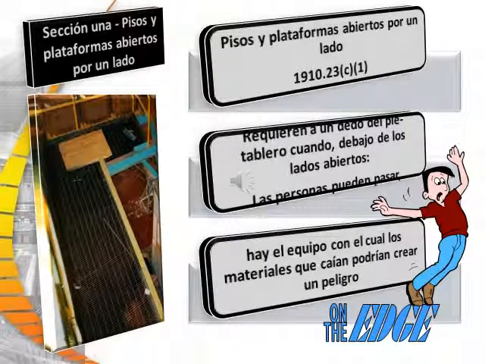Open-sided floors and platforms. A toe board is required beneath the open sides when a person can pass, or there is equipment on which falling materials could create a hazard. It's covered under .23(c)(1).